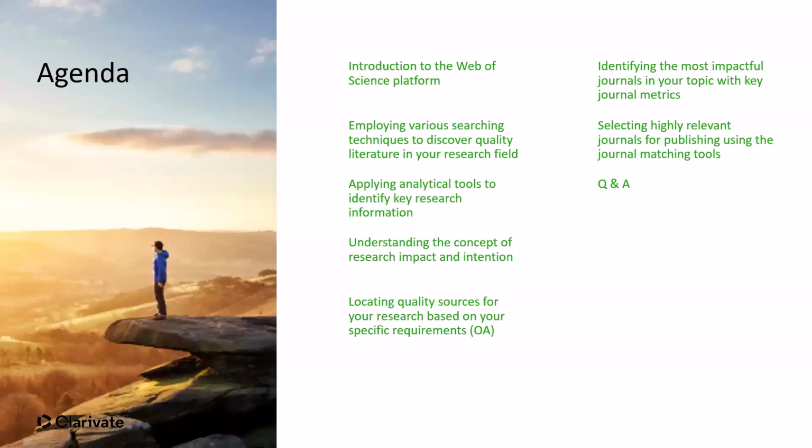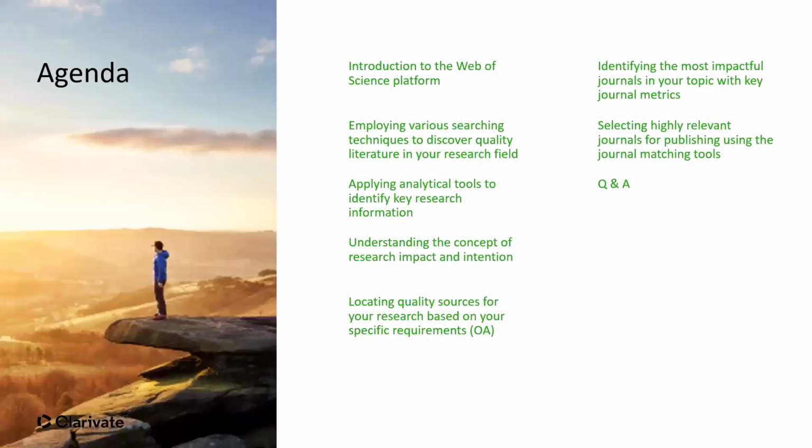So within the Web of Science Core Collection, we're going to be looking at different techniques in order to discover quality literature in whatever our research topic is. So we'll be looking at traditional keyword searching, applying AI keywords, etc., using citations. Then I'll be showing you how we can apply what we refer to as our analytical capabilities to identify key research insights, such as which organizations published this literature, in which journals are these results published.